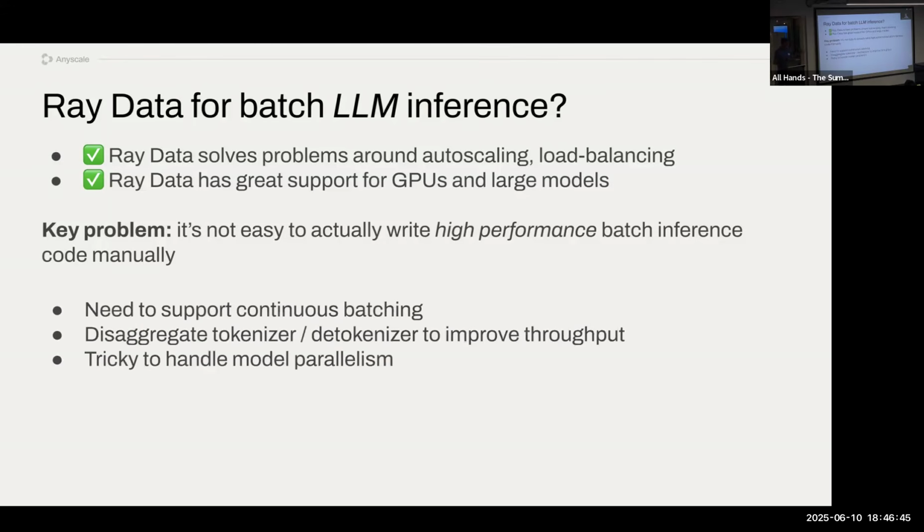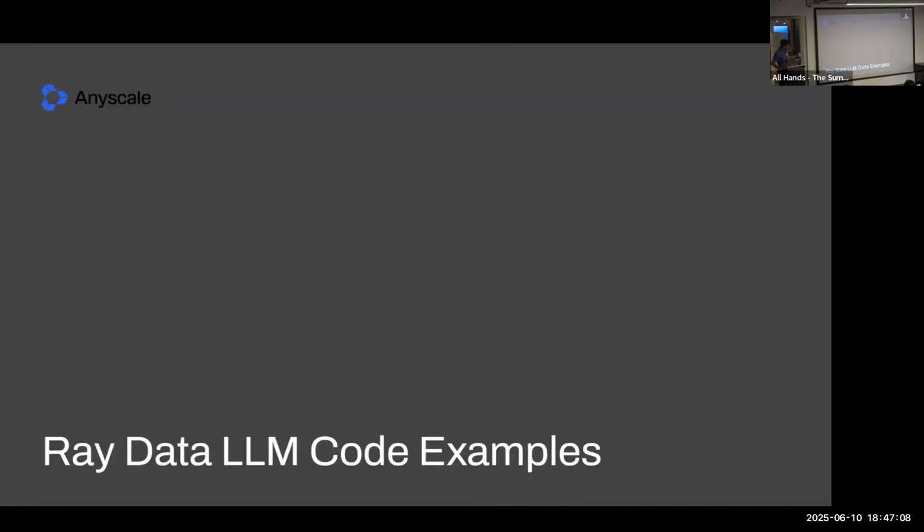Things like I need to support continuous batching. I need to disaggregate my tokenizer, detokenizer so that I can maximize my throughput. It's tricky to handle model parallelism like tensor parallelism. So these Data LLM APIs are trying to solve this type of problems on top of the existing foundation, which is the Ray Data side. Now, I'm just going to give you some examples of what the user experience looks like on these APIs.